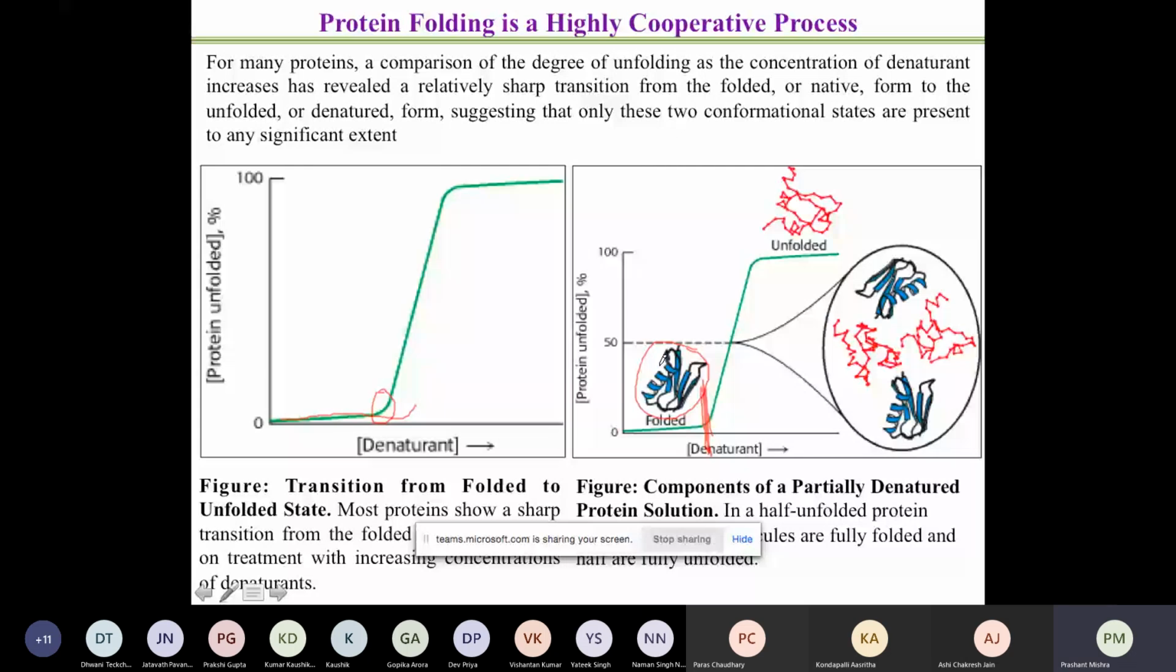Now at 50% concentration, what you find is that if I have four units or four molecules, two of them will be unfolded and two of them will be folded. So you have 50% folded and 50% unfolded. But if I reach the protein unfolded state, here you find that 100% is unfolded. So there is a point where you have 100% folded, 100% unfolded, and there is a concentration of denaturant where 50% is folded and 50% is unfolded.